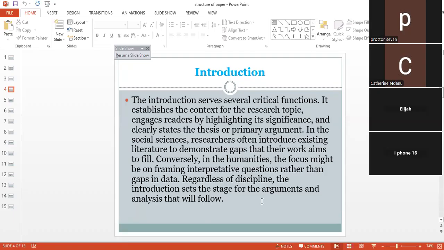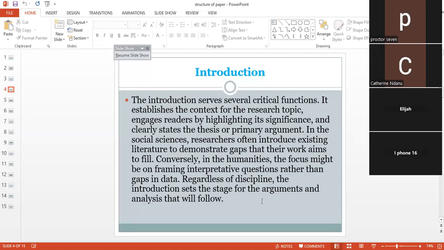What is the purpose of that study? And which gap do you intend to fill? So you must always tell us what you are going to do. In social sciences, researchers often introduce existing literature to demonstrate gaps that their work aims to fill. So in social sciences, that's what we do. You must show us the gap you are going to fill. But in the introduction, of course, you don't focus so much on the gap because we have the literature review. Literature review is the section that will help you to determine the gap you're going to fill.